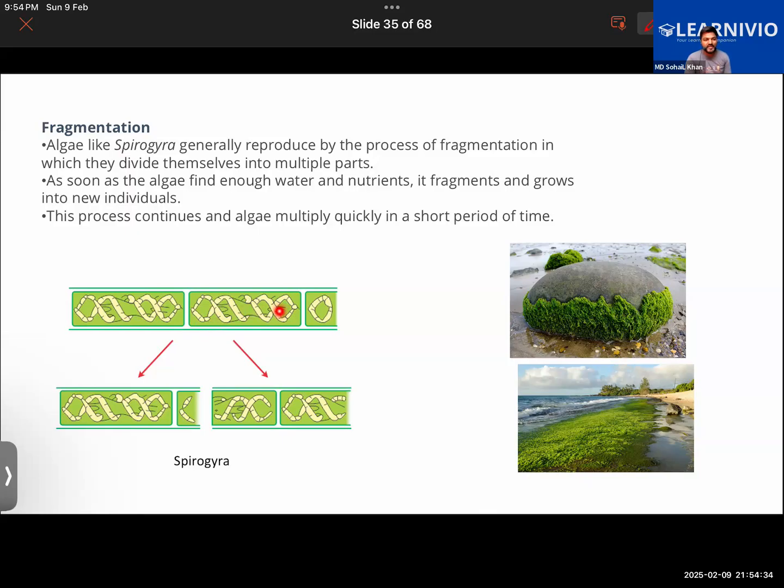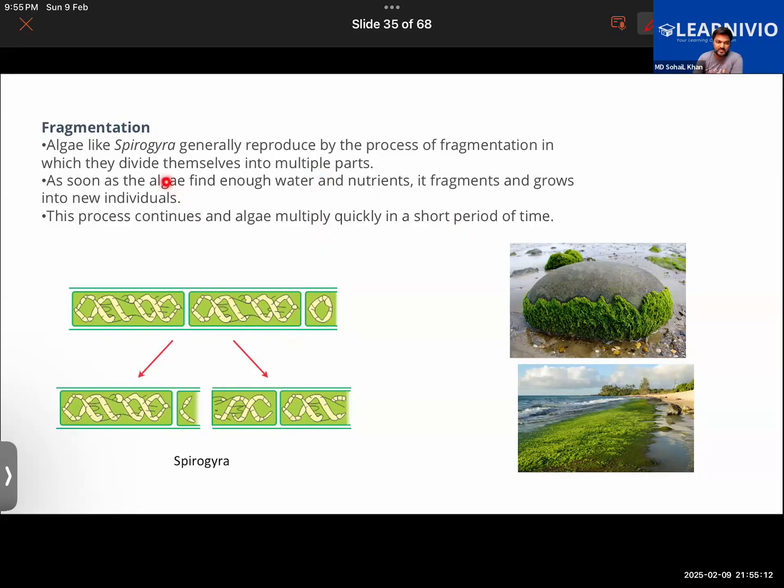So when it gets an adequate amount of water and nutrients, it will start to grow. And what will happen? It will start to break into different fragments. Each fragment, when it gets adequate water and nutrients, will grow into a new individual. Within a very short period of time, it can spread rapidly like this. As you can see here, in a short span of time, like a week or 10 or 15 days, it can grow this much in size. So that is the method of fragmentation.